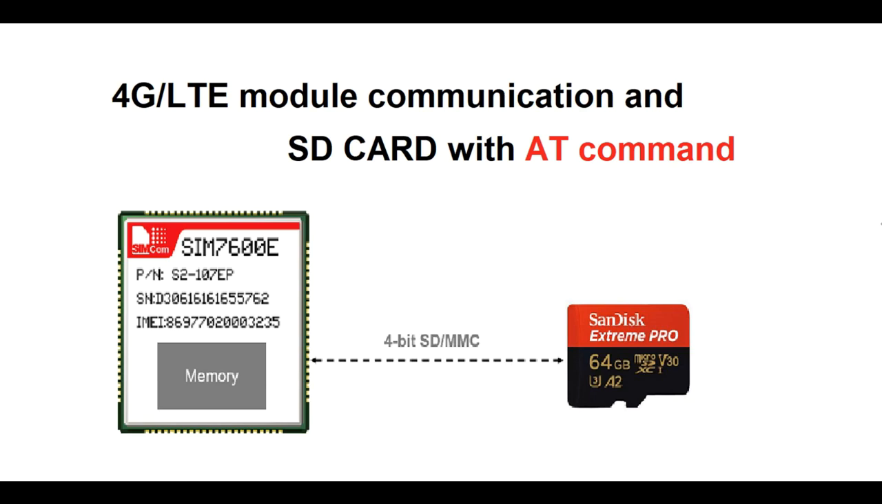In this tutorial, I'm going to use a SIMCom cellular module. The part number is SIM7600E, and some specifications of the data transfer are that it uses Cat1, with an uplink speed of 5 megabit per second and a downlink of 10 megabit per second.